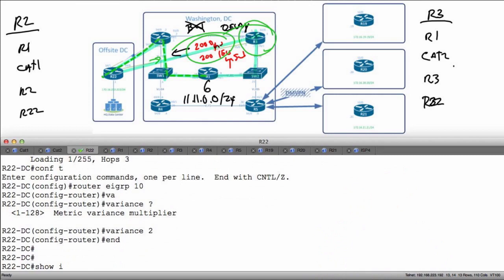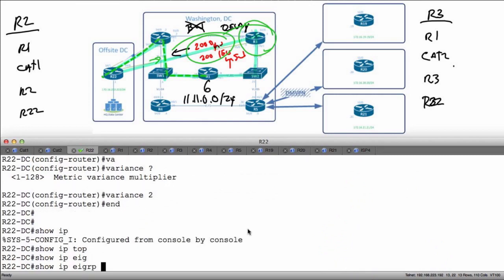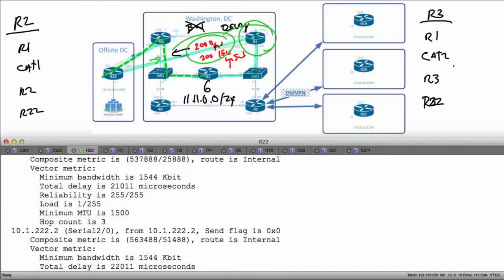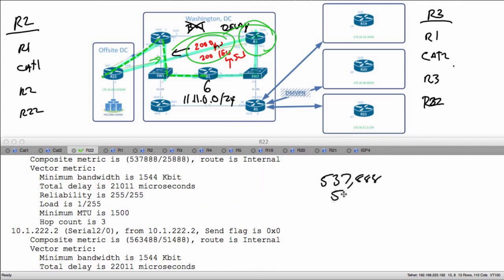So I'm going to say end, and then show ip eigrp topology for 11.11.0.0/24. And I see the two entries. Mathematically, if I take a look at these two values, 537.888 and 563.488, just looking at this, we can tell that we're a good 20 to 30,000 off. This one being the lowest is going to be the successor. This one, whereby the advertised distance of this one right here, which is 51488, is less than this value, so this is going to be a feasible successor.